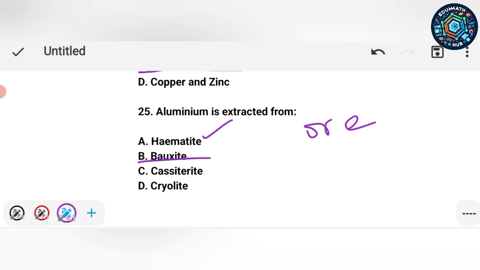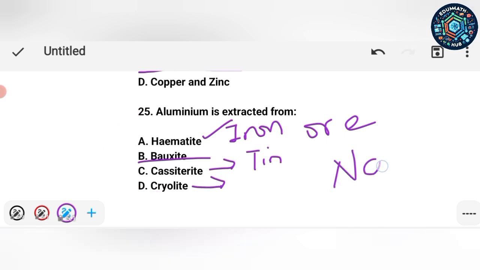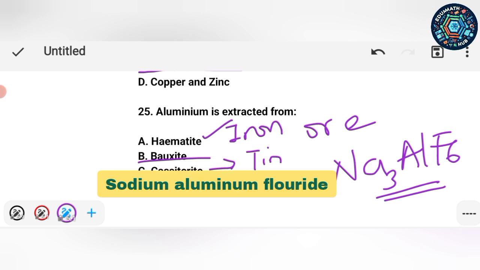Hematite is the ore of iron, while cassiterite is the ore of tin. Then cryolite is not actually an ore; it is a compound which can be used in the extraction of aluminium. It helps to reduce the temperature. So cryolite is a compound with this formula, Na3AlF6, and the name is sodium aluminium fluoride. So the answer to this question is bauxite. Let's move on.